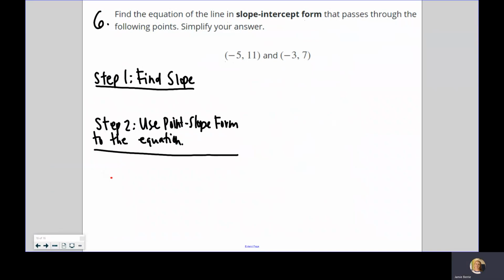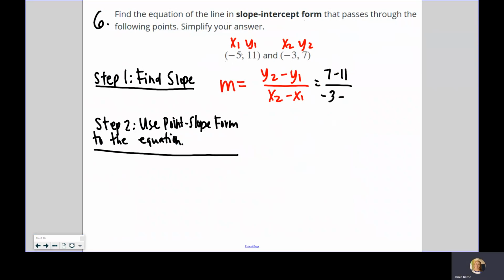All right, let's write the slope formula. m equals (y2 minus y1) over (x2 minus x1). All right, go ahead and label your points, x1, y1, x2, y2, and then plug your numbers in. So we have 7 minus 11, y2 minus y1. Being super careful here to pick the correct numbers. x2 minus x1, so that's -3 minus -5.